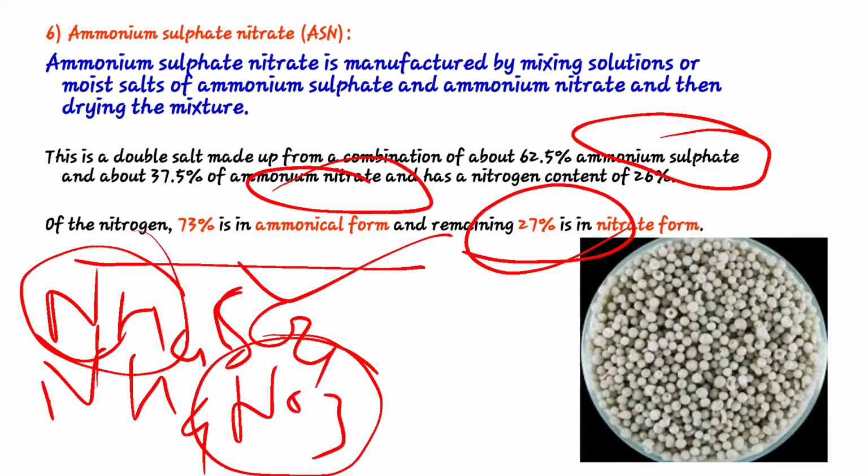Okay. Also, if you apply 100 kg of ammonium sulfate nitrate, it produces soil acidity, and it requires only 93 kg of calcium carbonate to neutralize the soil. Also, ammonium sulfate nitrate is manufactured by mixing solutions or moist salts of ammonium sulfate and ammonium nitrate and then drying that mixture.